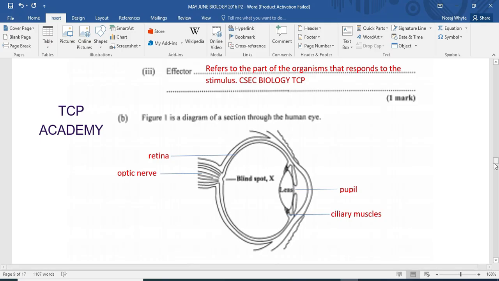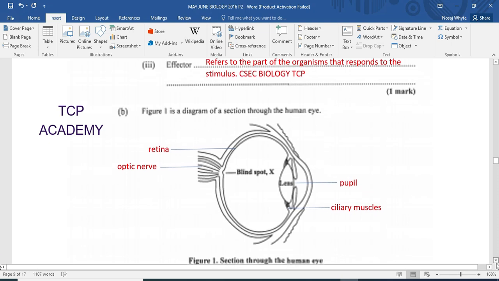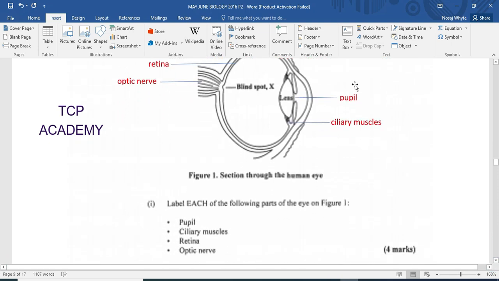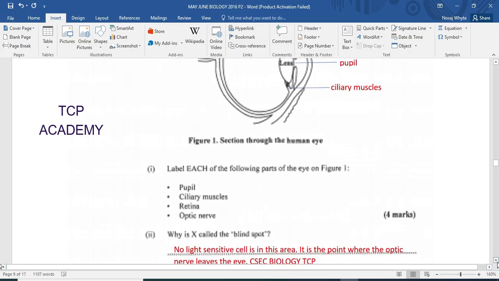We're looking at the eye. Figure 1 is a diagram of a section through the eye, and we're supposed to label the parts of the eye. This is like textbook; you could hop right into your textbook to get this. We're supposed to label the pupil, which is pretty much this passageway into the eye, the ciliary muscle, and the retina. Here at the back of the eye we have the optic nerve. Those are the points we should have labeled.